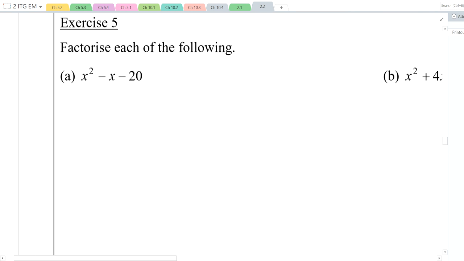Let's try exercise 5. Do you want me to do it with you? Yes. Actually, no time. We only have 30 seconds left. Okay, I'll just do it on my own. You do it on your own.